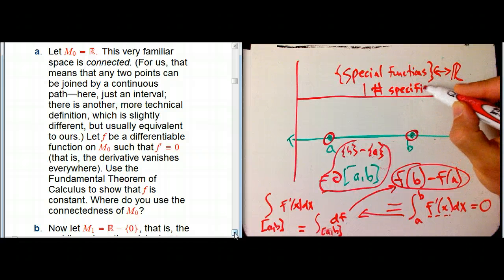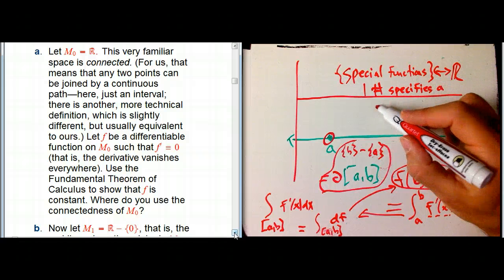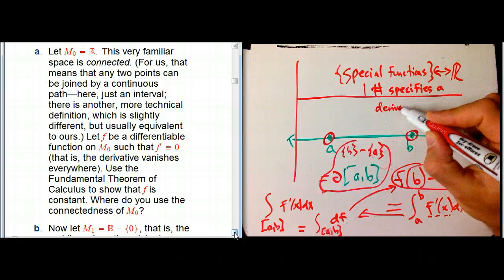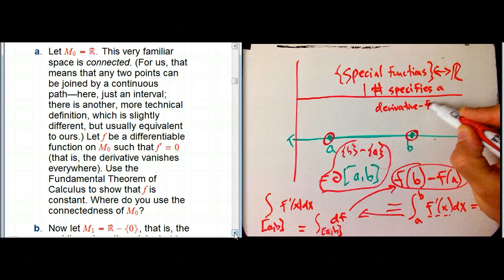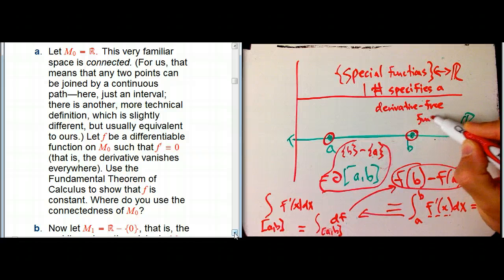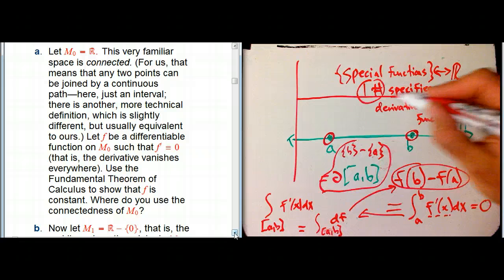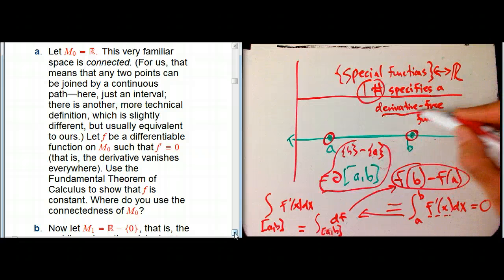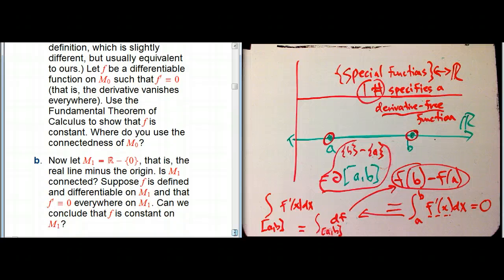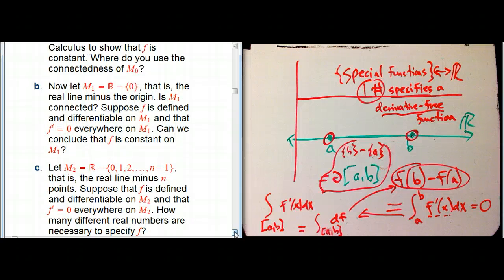Okay. And one other way to say it is that one number specifies a derivative-free function. And that's going to be a model for later stuff. How many numbers do you need to specify some function defined by some 0 condition on derivatives? Okay, now let's get a little more interesting, but not ridiculously so.